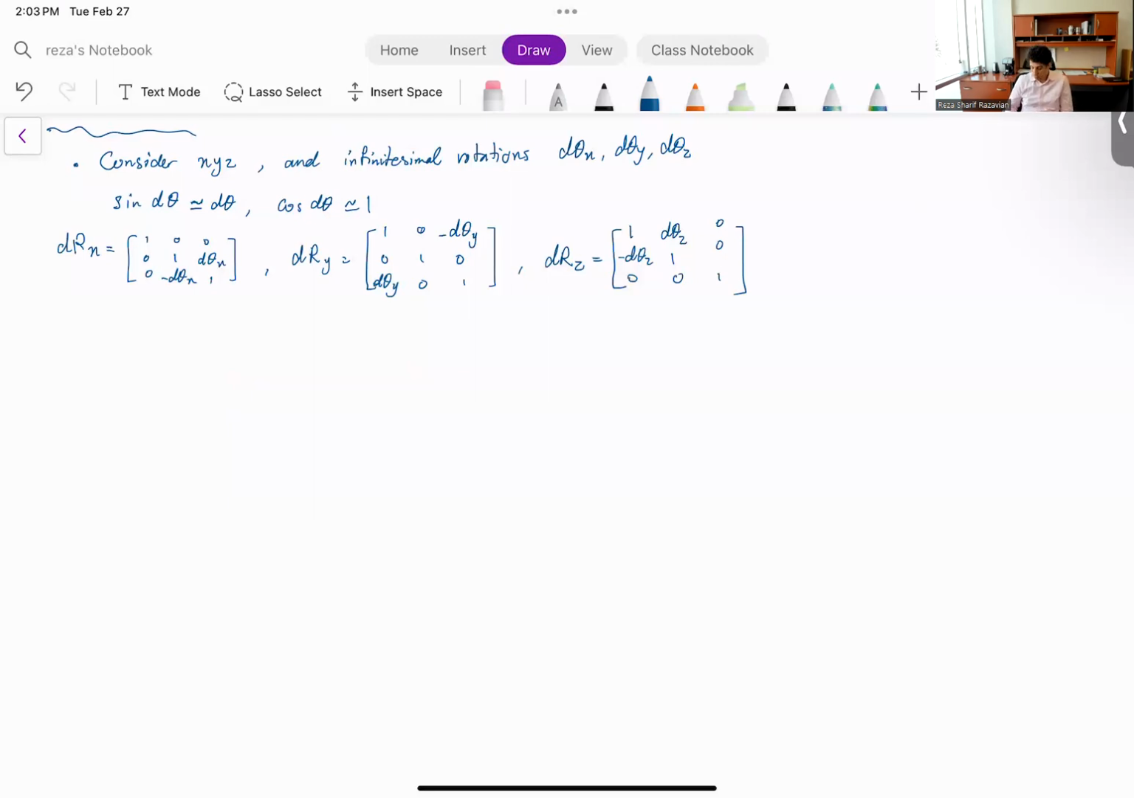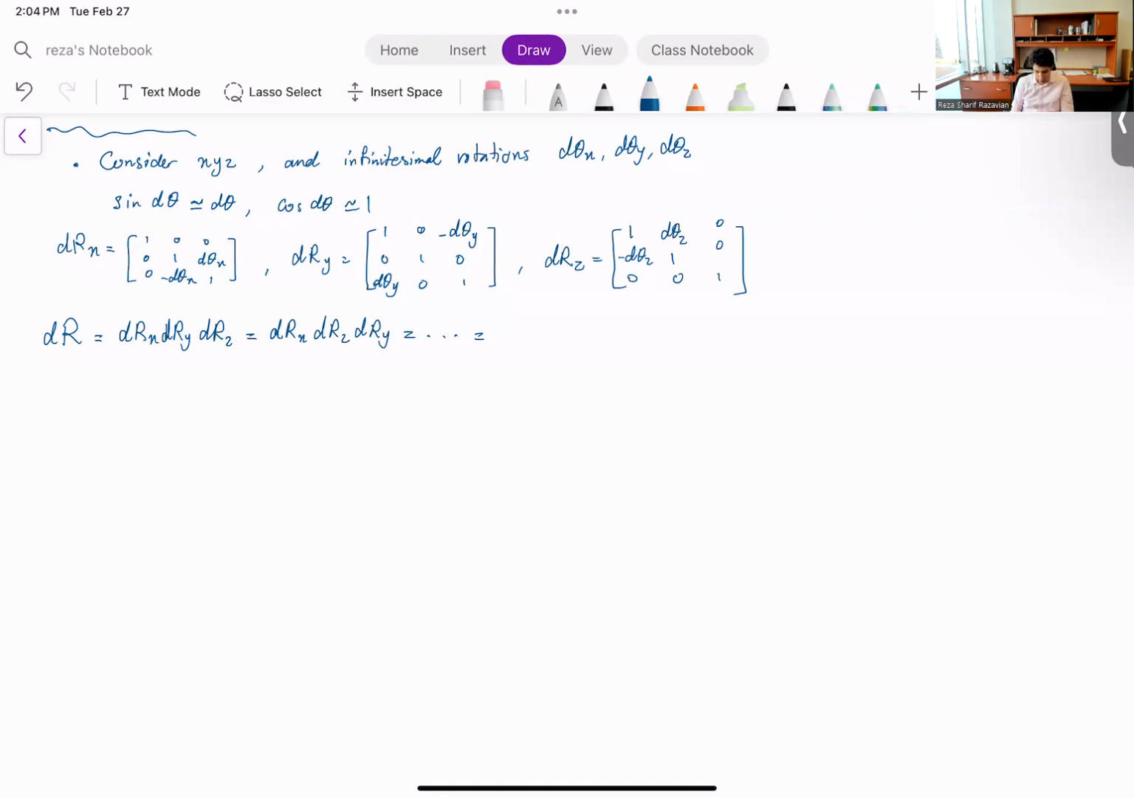The interesting thing to note is that when you want to find the total rotation matrix after you have done all of these rotations, it really doesn't matter in what sequence you try them, as long as they are infinitesimal rotations. So let's try drx, dry, drz. It is the same as drx, drz, dry, or any other combination or sequence.